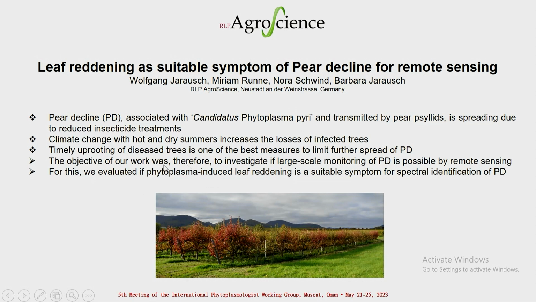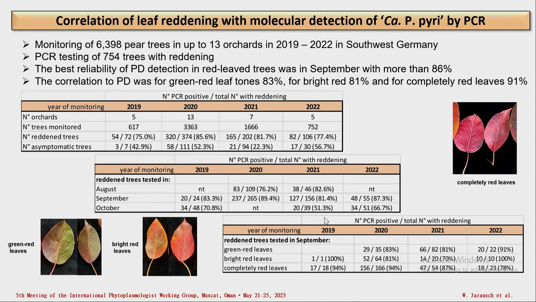And timely uprooting in young plantations, not in this one, is the only means what we can do. For this, large-scale monitoring would also be suitable. And these are the data which are on the poster. In this case, we monitored more than 6,000 trees in up to 13 orchards in that period which I mentioned before. We tested more than 750 trees by PCR.